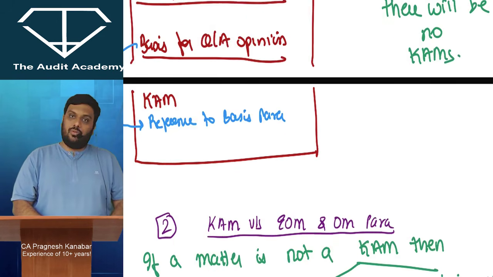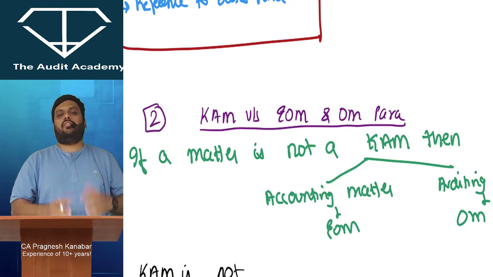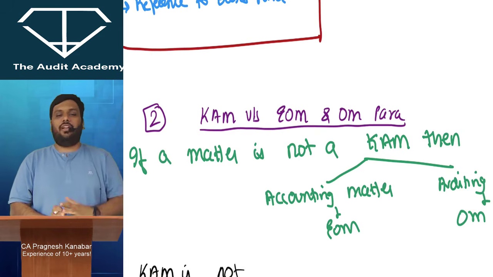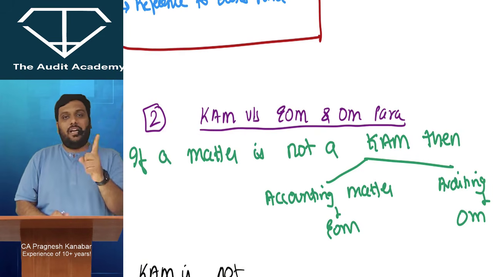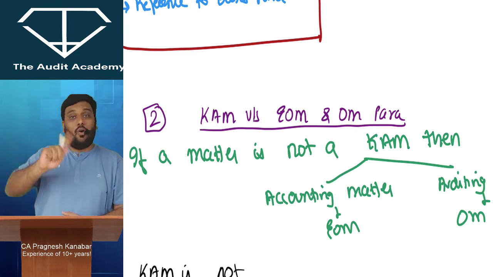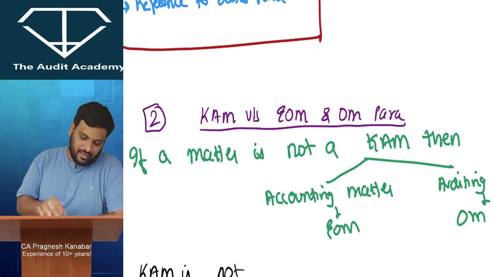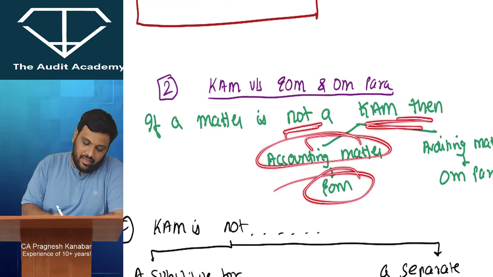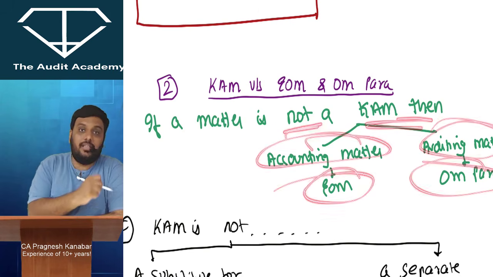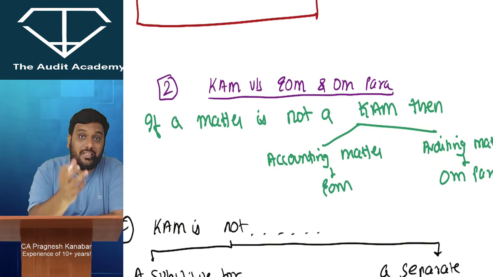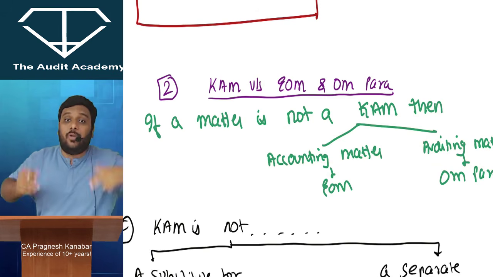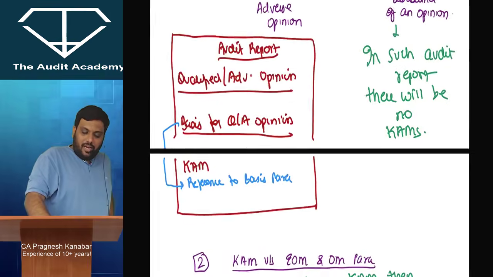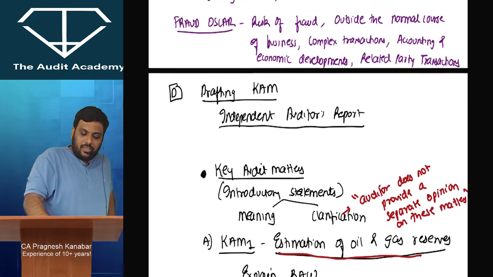But when it comes to key audit matter versus emphasis of matter and other matter paragraph, in simple English, key audit matter will have a preference over them. First priority you have to give to key audit matter. Only if it is not a key audit matter, then you will go to emphasis of matter and other matter paragraph. If it is an accounting matter, emphasis of matter paragraph. If it is an auditing matter, then other matter paragraph. So how will you understand whether a matter is a key audit matter or not? Who will help you? Significant risk will help you. I want a confirmation. Are you understanding this now? Yes or no, sir? Yes, sir.